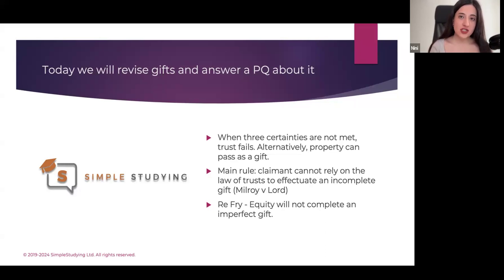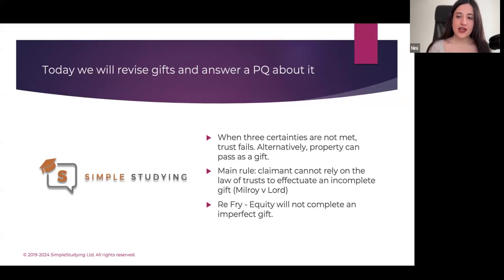There are alternative ways of enforcing a trust. For example, there are exceptions like the charitable trust. For a charitable trust, if there is no certainty of objects, that's fine. It can be a charitable trust or purpose trust, but those are exceptions. Normally, if any of the three certainties fail, the trust fails. An alternative way of enforcing a failed trust is a gift.